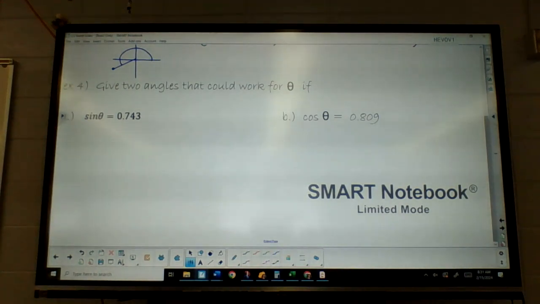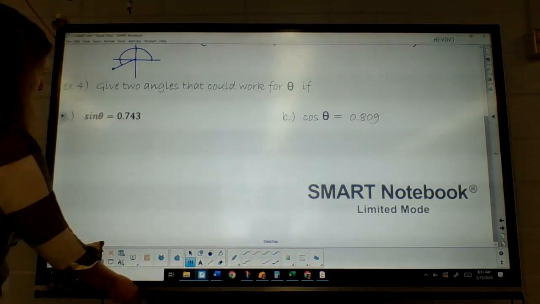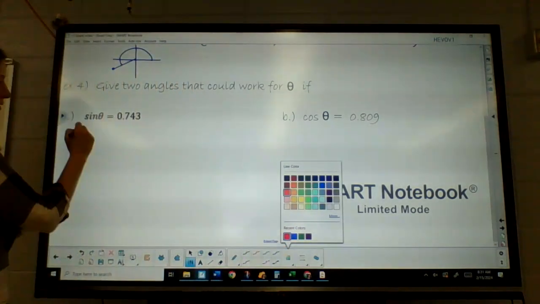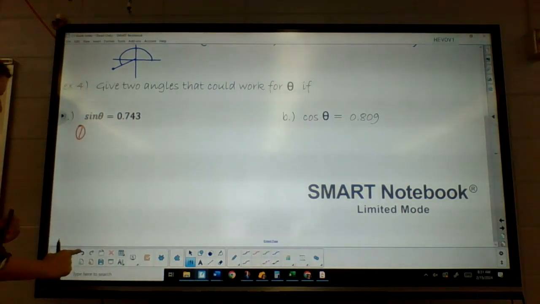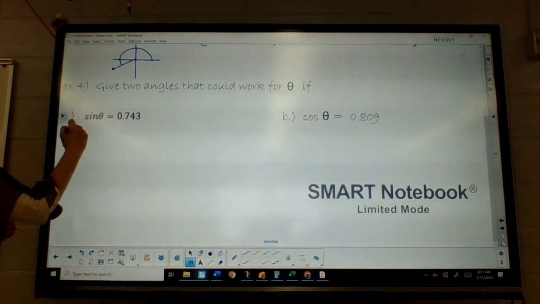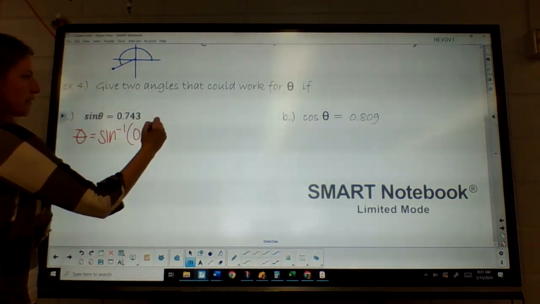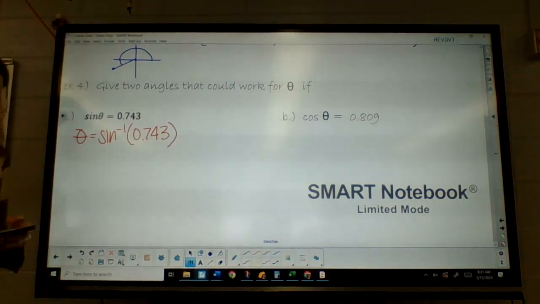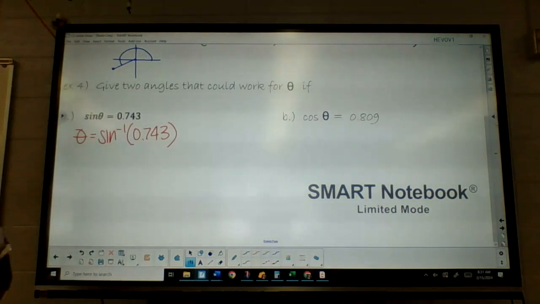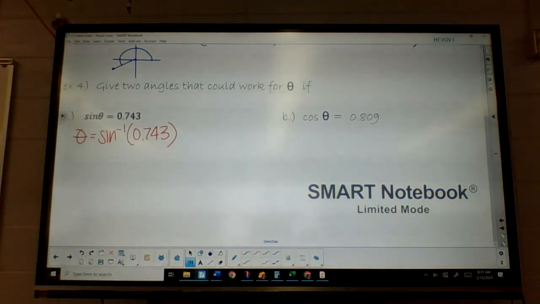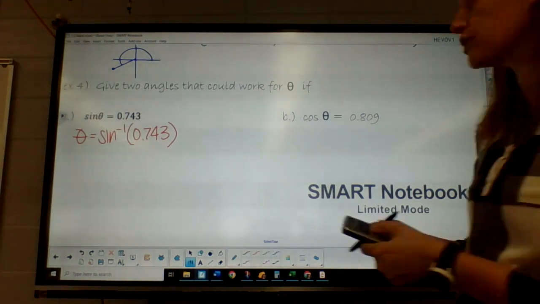So basically, if we're trying to find an angle and they're telling us what the decimal is, we do the inverse sine of it. To find theta, we do the inverse sine of 0.743. So I do inverse sine of that, and I get about 48 degrees, right? Like 47.99, so let's go 48 degrees.